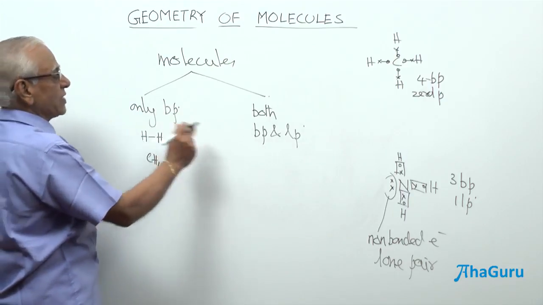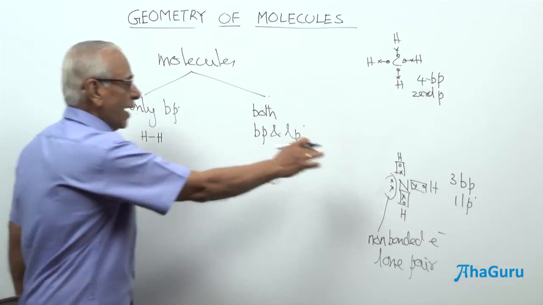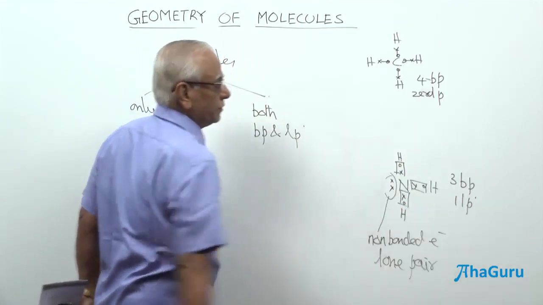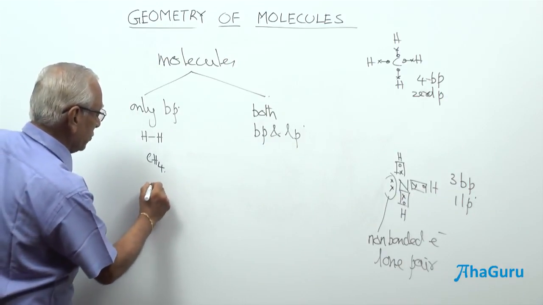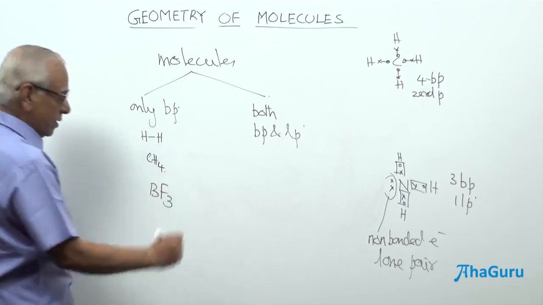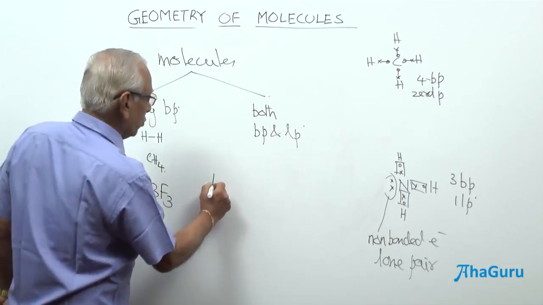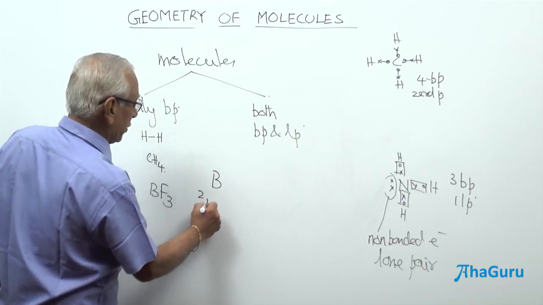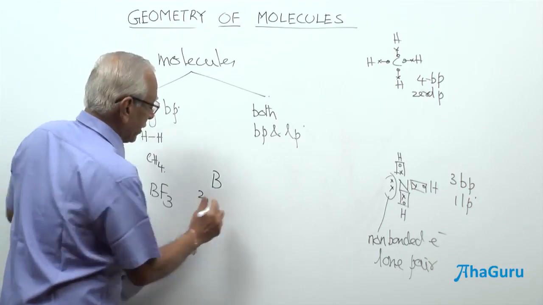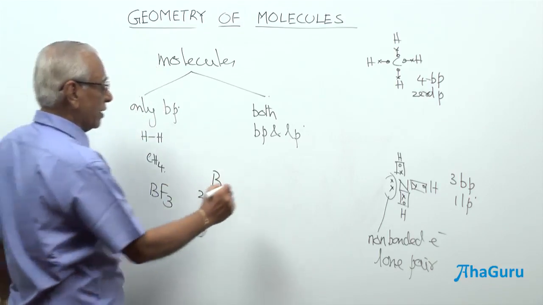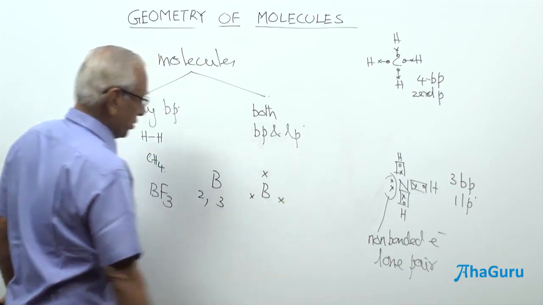When I say lone pair around the central atom, I can also have lone pairs on the other, neighboring atoms. For example, let me give you BF3, known as boron trifluoride. What is the electronic configuration of boron? 2, 3. The atomic number is 5. Therefore, boron has got 3 electrons in the valence shell.